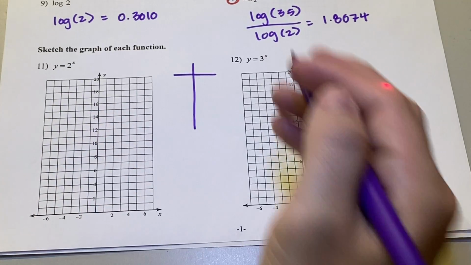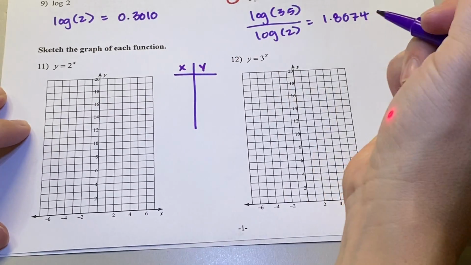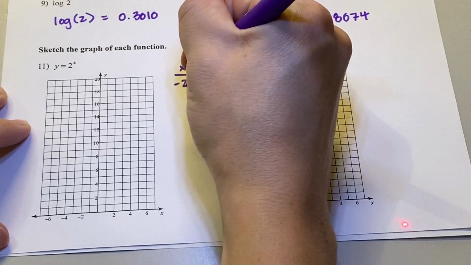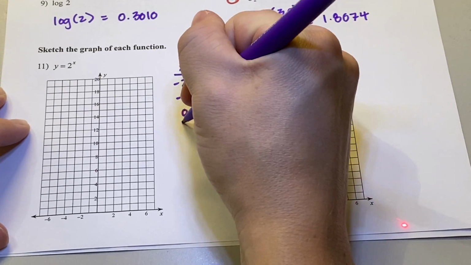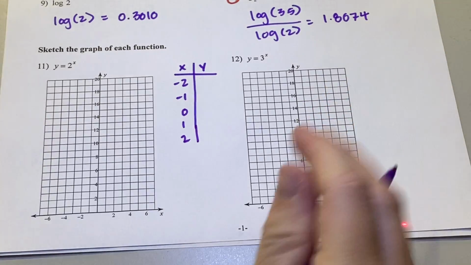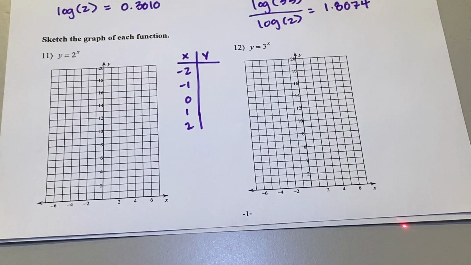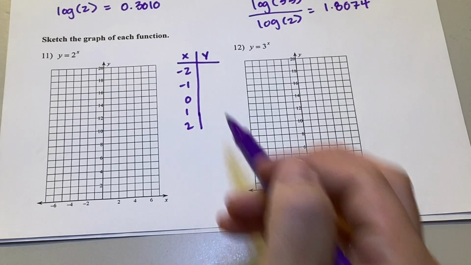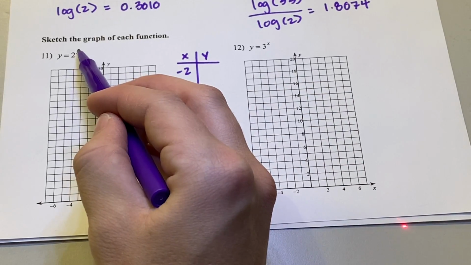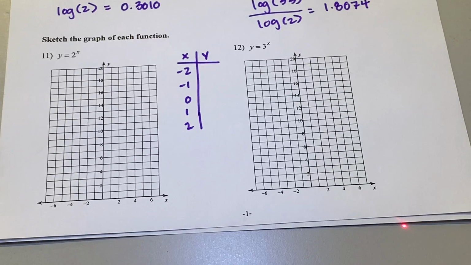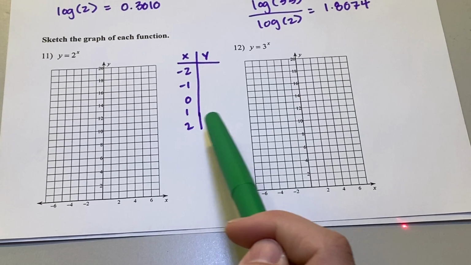The x, okay? So we're gonna choose values to plug in for x. I'm gonna do my -2, -1, 0, 1, and 2. Remember that a table always works when we're graphing these guys. So I'm gonna choose these numbers to plug in for my power, see what we get for our y.